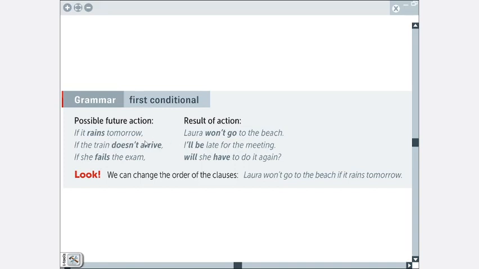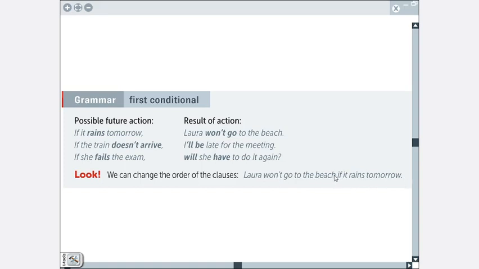When we use first conditional sentences, these sentences are complex. So it has a dependent clause and an independent clause. And at the same time, the dependent clause is a clause that we call adverbial. Adverbial clauses have the characteristic that we can change the order of the clauses and we keep the same meaning in the sentence. So we can say, Laura won't go to the beach if it rains tomorrow.